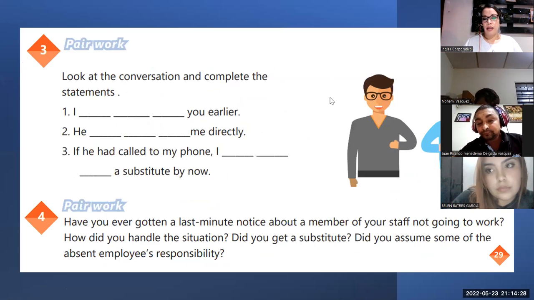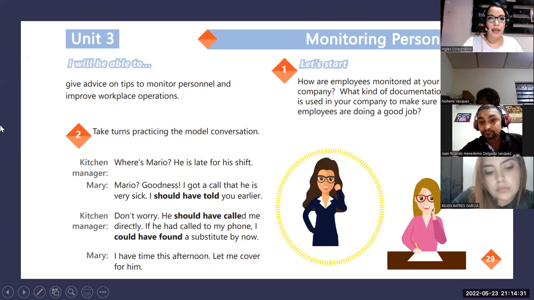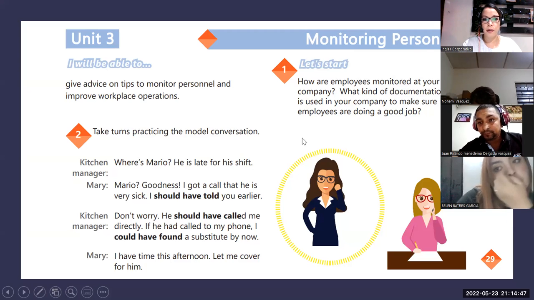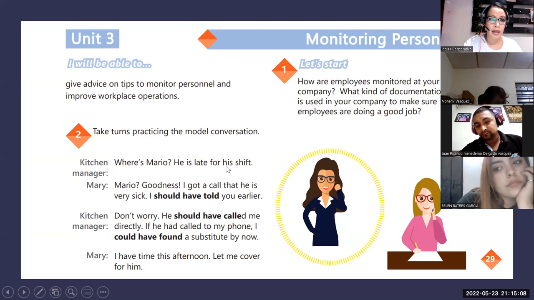Okay. So moving to a different topic, we have this conversation, and in this case, we are going to give advice and tips to monitor personnel and improve workplace operations. But mostly we are going to express regrets or things that we could have done different, how to express those things. So let us practice the conversation. We don't have audios for this one, so I'm just going to read and then you tell me if you have any questions about vocabulary or pronunciation.